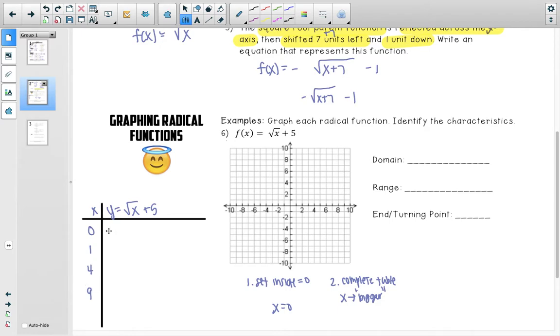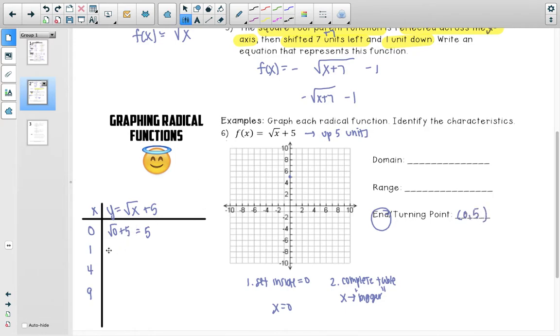So if we plug in 0, you get the square root of 0 plus 5, and that equals 5. Now, why is it 0, 5? Well, that's because right here, this is making it go up 5 units. It usually starts at 0, 0, but it's going to be starting at 0, 5. That makes it the endpoint, and the coordinate point is 0, 5. So we already have part of it done.